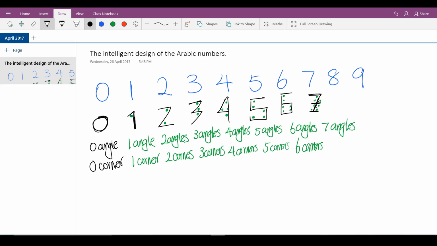8. Now 8 used to be represented like an hourglass. And there are 8 angles in there, believe it or not. 1, 2, 3, 4, 5, 6, 7, 8. 8 angles. And last but not least, we get down to the 9, which is the fun bit. This is what 9 is. Let's count. 1, 2, 3, 4, 5, 6, 7, 8, 9. Oh my god, there are 9 angles there.